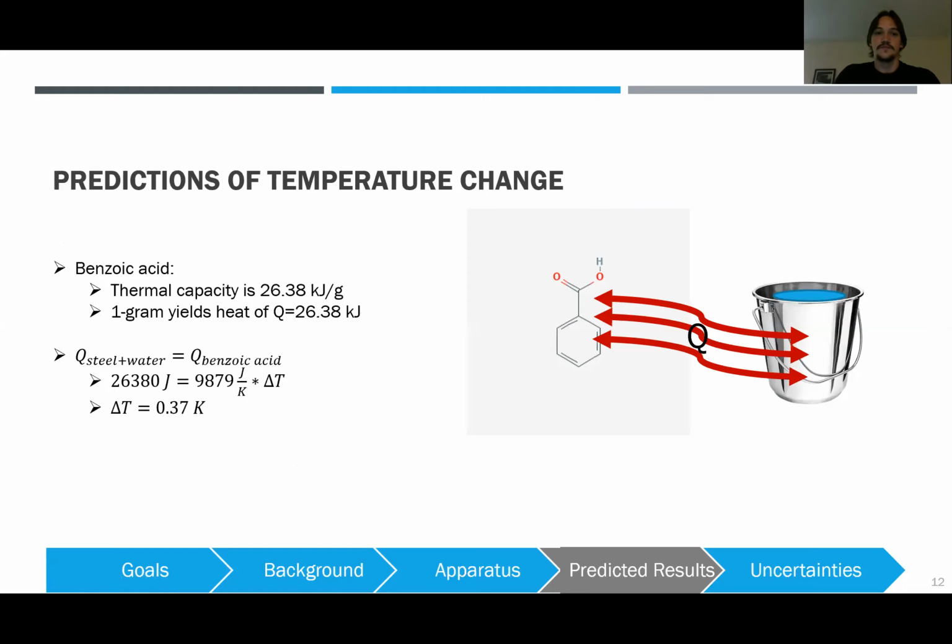Okay. And on to the predictions of temperature change. We're going to assume that heat leaving the system is 0, so the only heat within the system is the heat generated from the explosion. Setting the heat of the steel and water equal to the heat of the benzoic acid produced when it combusts, and also pulling benzoic acid's heat of combustion offline, you can solve for delta T, which is about 0.37 Kelvin or Celsius.